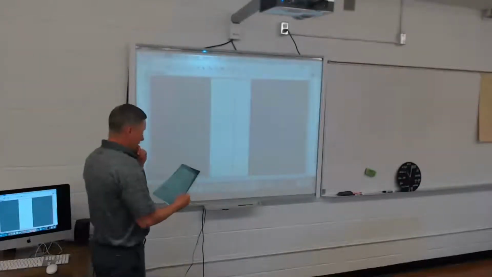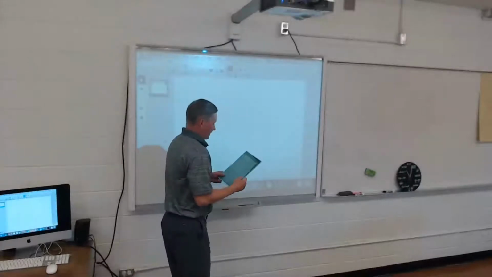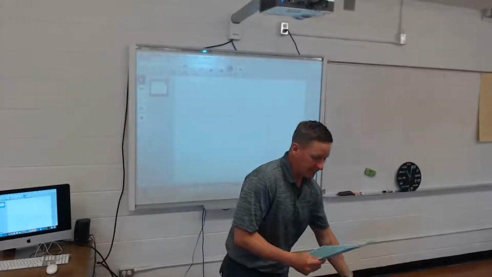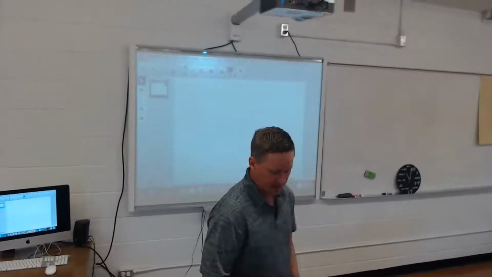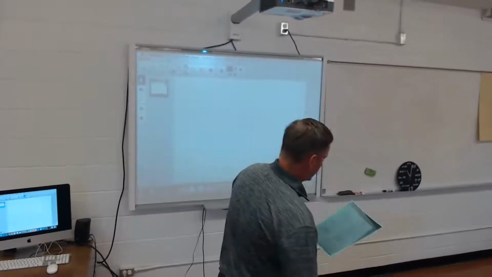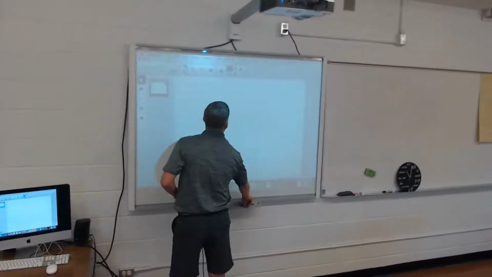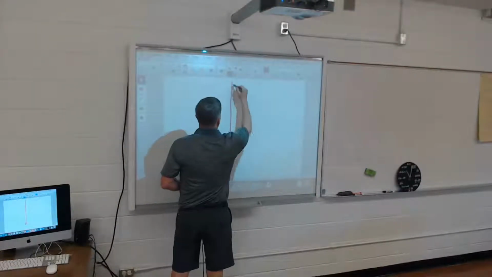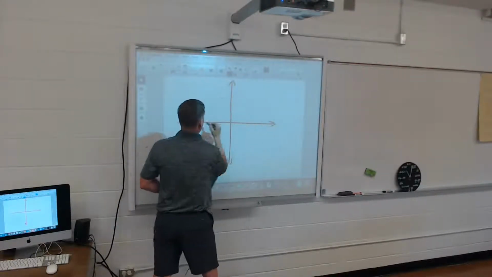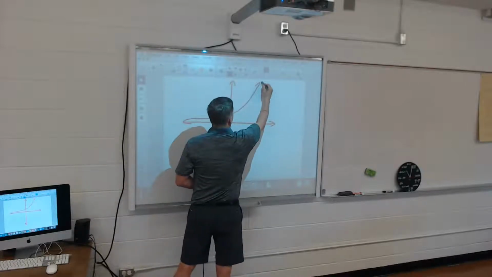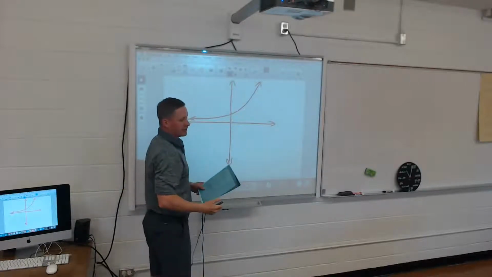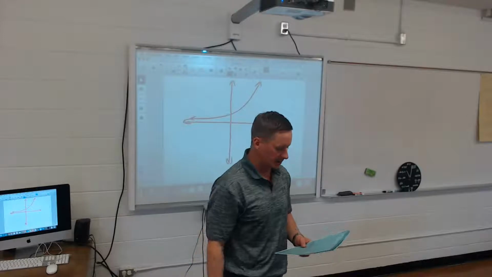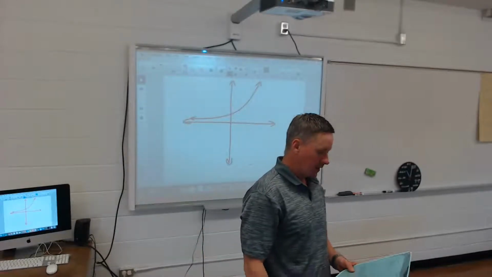So question number 1 was, which choice best describes the function y equals 6^x? And the answer is C, it's an increasing function. So all exponential functions are increasing if a is greater than 0 and b is greater than 1.